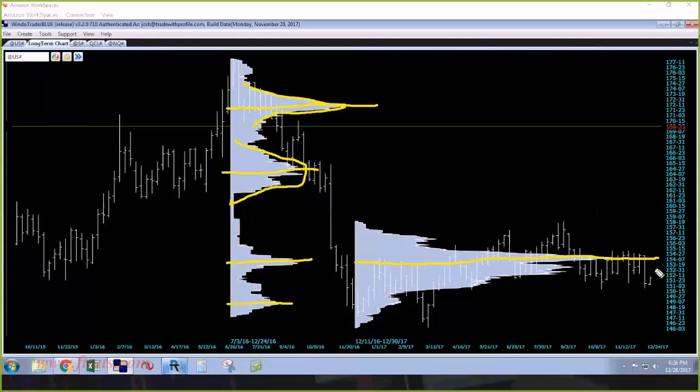The fairest price is right here. So where are we relative to that? We're below it. So this is an opportunity to buy low, because you're buying below value. All right, when we were trading up here, we were what? We were above value. So that's a way to sell high.